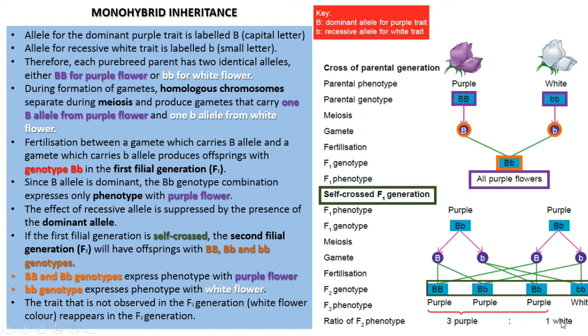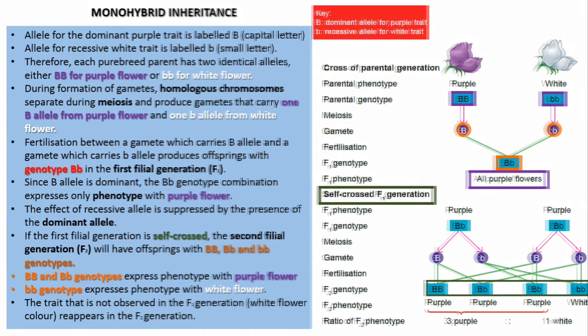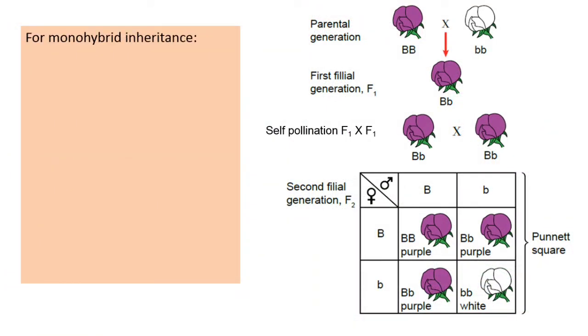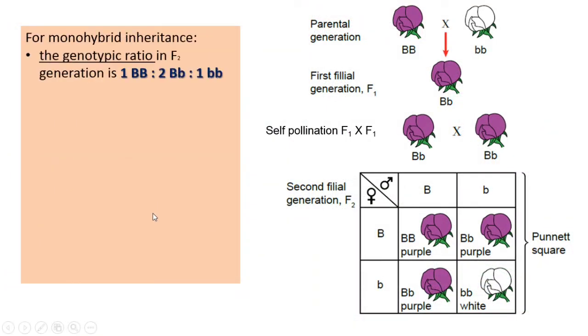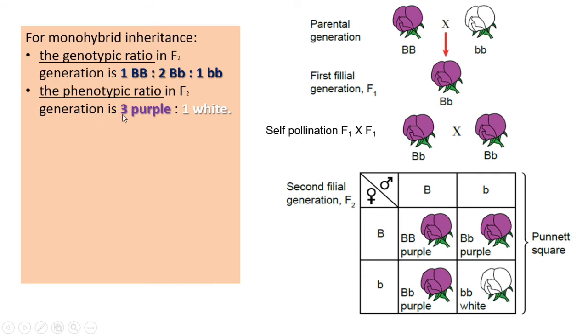Okay, for monohybrid inheritance, the genotypic ratio is 1 capital B capital B, 2 capital B small b, and 1 small b small b. Okay, genotypic ratio ni kita kena tulis 1 B besar B besar, 2 B besar b kecil, dan 1 b kecil b kecil. The phenotypic ratio we can write as 3 purple is to 1 white flower. Okay, 3 bunga purple dan 1 bahagian bunga putih.